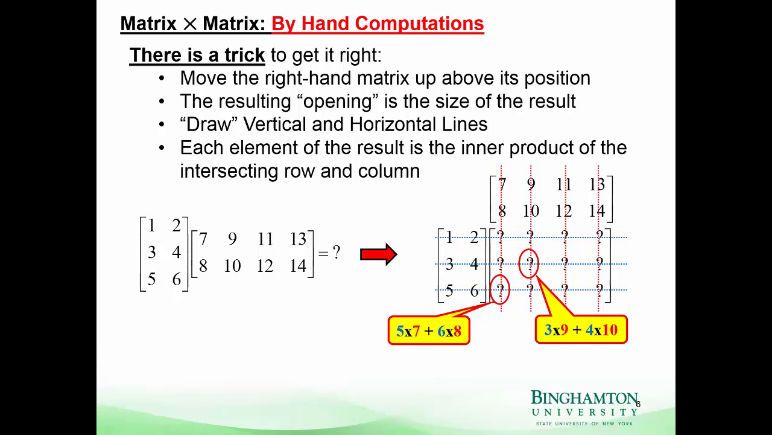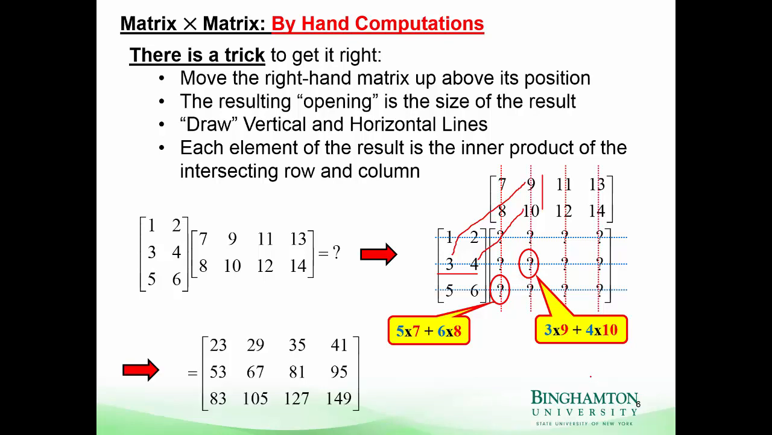So the number that goes inside this oval that I've highlighted here would involve the 9 and the 10 and the 3 and the 4. So it's an inner product, so it's 9 times 3 plus 10 times 4 will give you that result there.